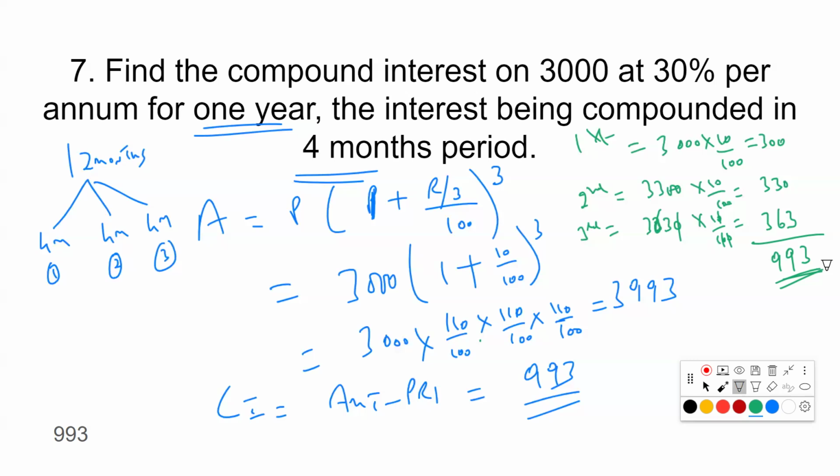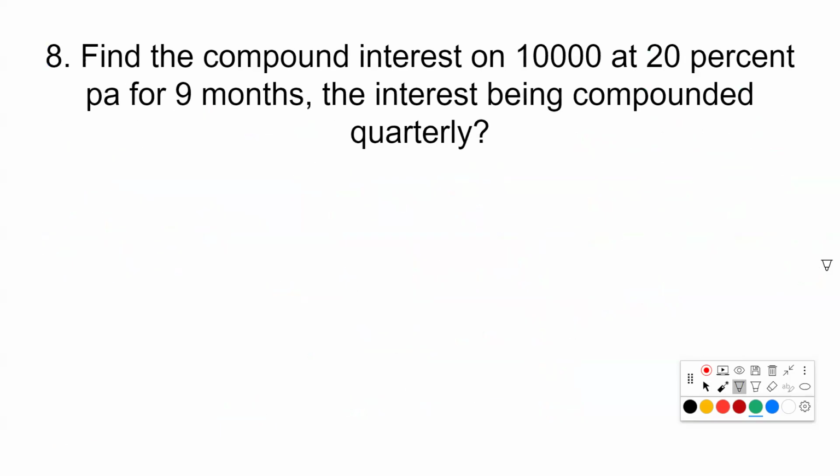Okay, so let's go forward to the next question. Find the compound interest on 10,000 at 20% per annum for 9 months, the interest being compounded quarterly.